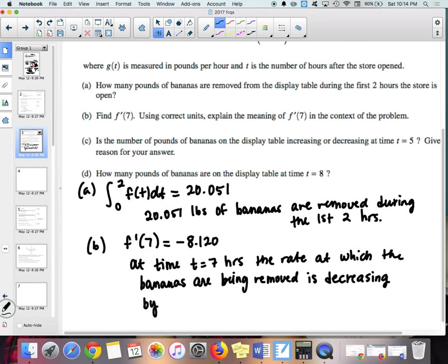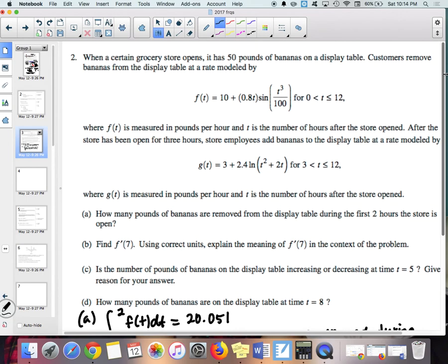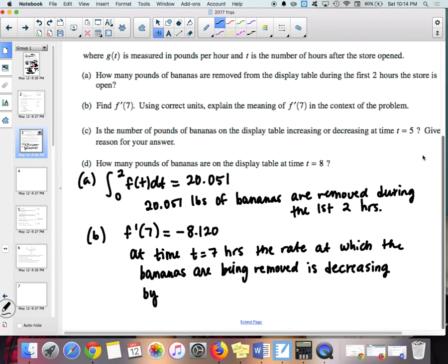And this is where it gets tricky. If you think about what f was in, it was in pounds per hour, so pounds of bananas per hour. And now we're taking a rate of that. So if I take a derivative of f, that's going to be pounds per hour per hour. So I'm going to say is decreasing by 8.120 pounds per hour. And you could say every hour, or you could say another per hour.